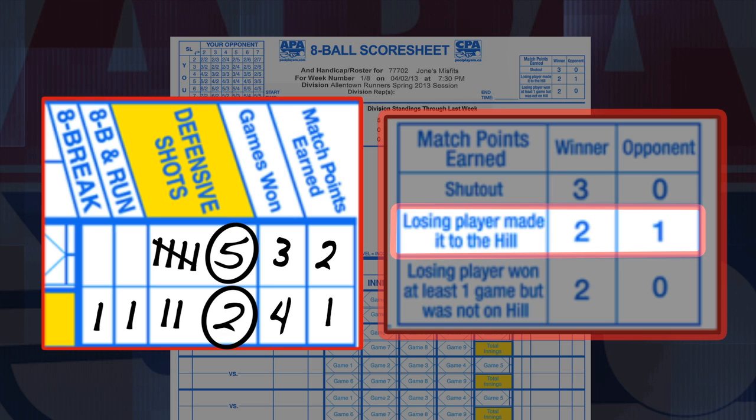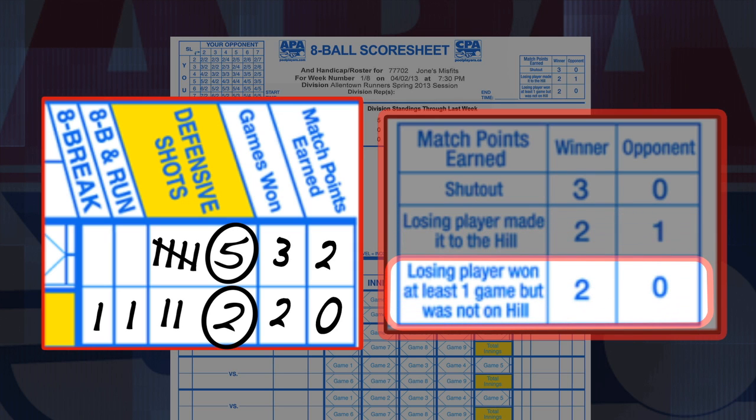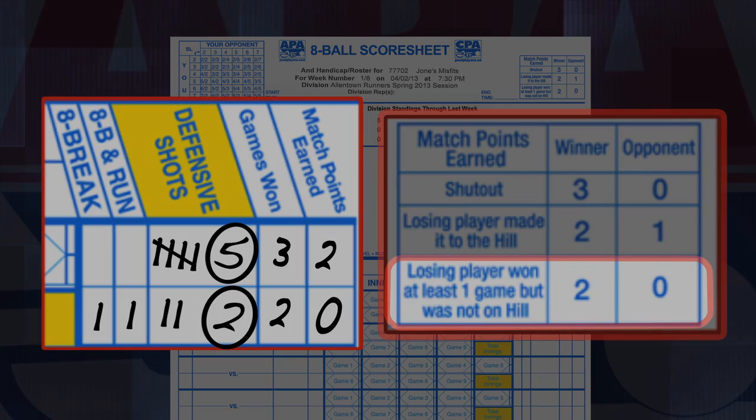As a reminder, skill level 2s playing against any skill level, skill level 3s playing against other skill level 3s and higher, as well as skill level 4s playing against skill level 7s need only to win one game to make it to the hill. If Steve wins the match, but Joe is able to avoid a shutout by winning at least one game, you will mark a score of 2-0 in the match points earned block. Steve earned 2 match points and Joe earned 0. By avoiding a shutout, Joe succeeded in holding Steve to just 2 match points. Remember, with the APA's 3-point system, every game counts.